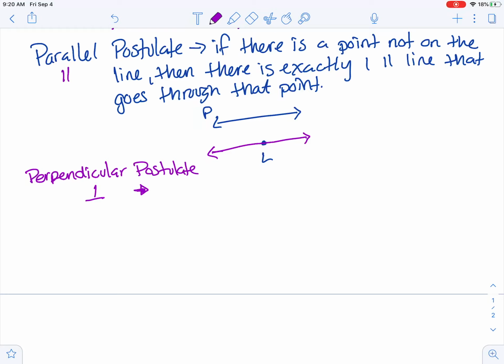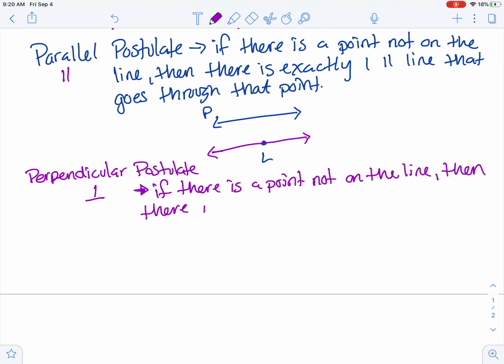That says if there is a point not on the line, then there is exactly one perpendicular line through that point.